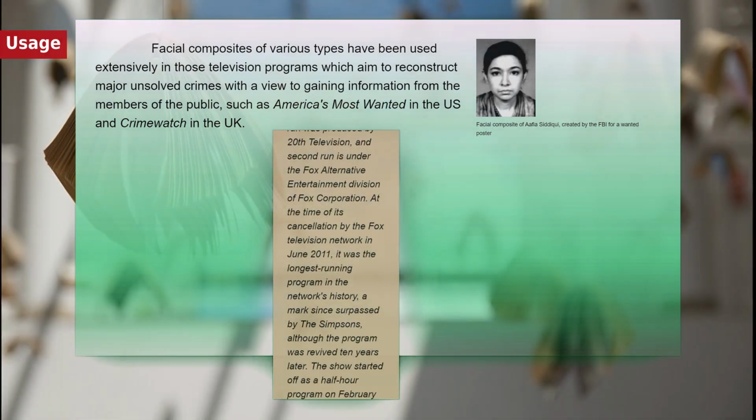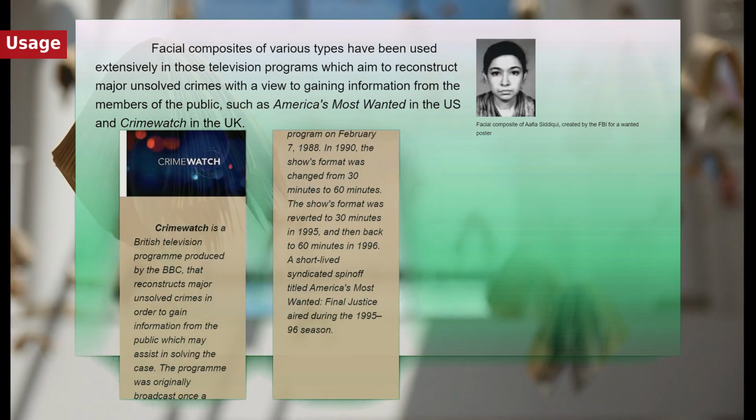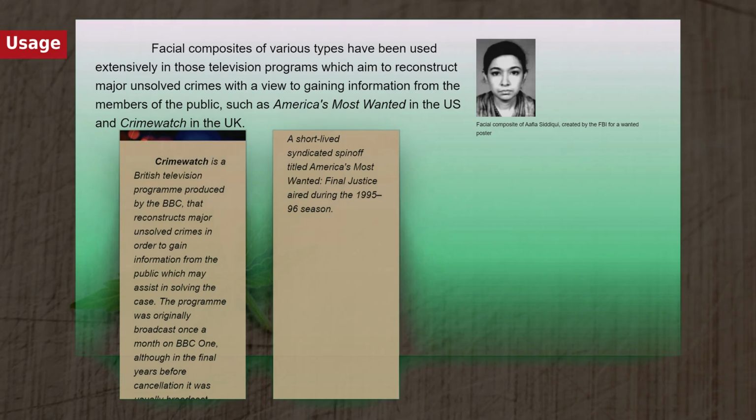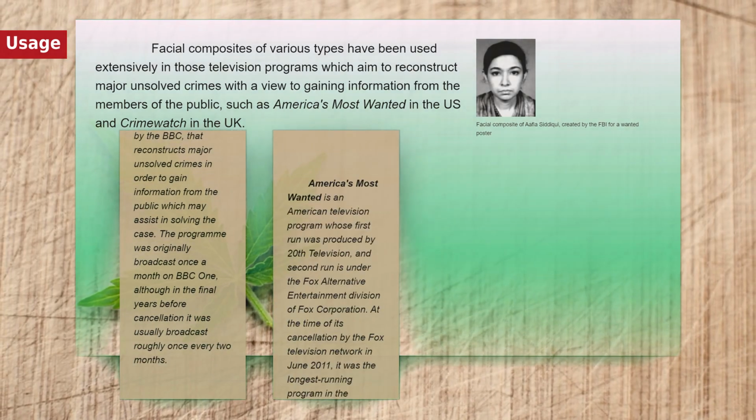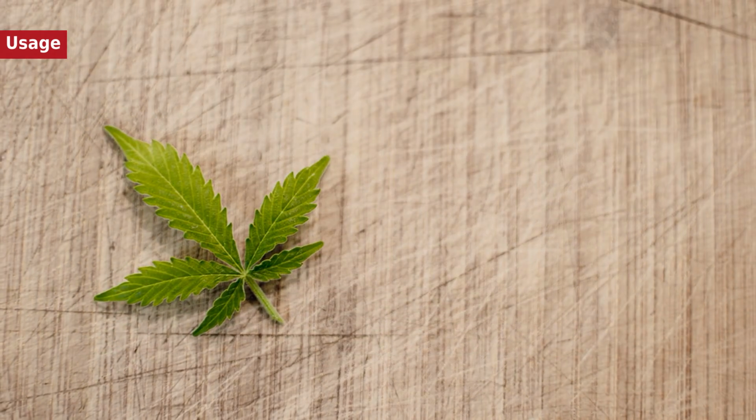Facial composites of various types have been used extensively in those television programs which aim to reconstruct major unsolved crimes with a view to gaining information from the members of the public, such as America's Most Wanted in the US and Crimewatch in the UK.